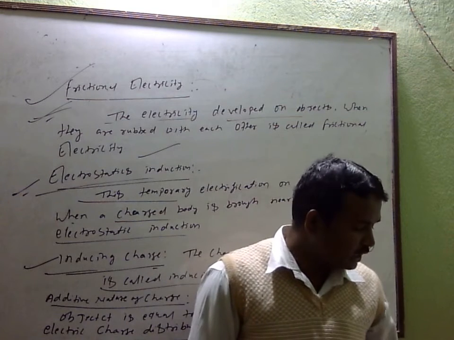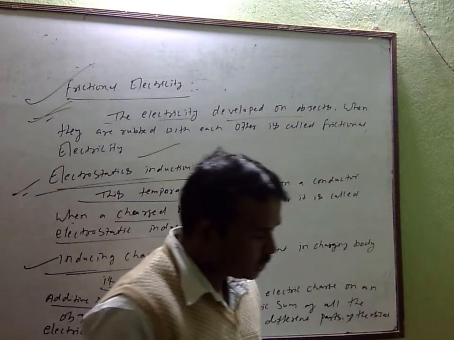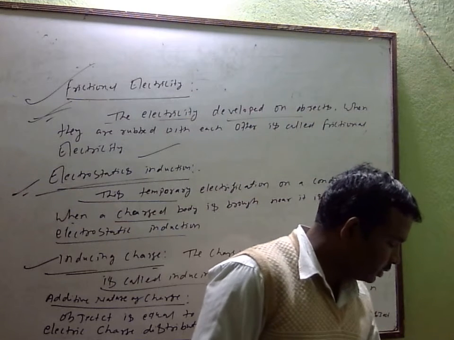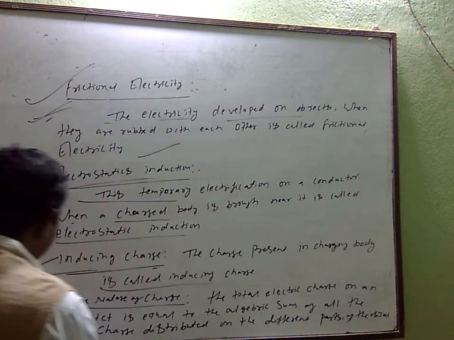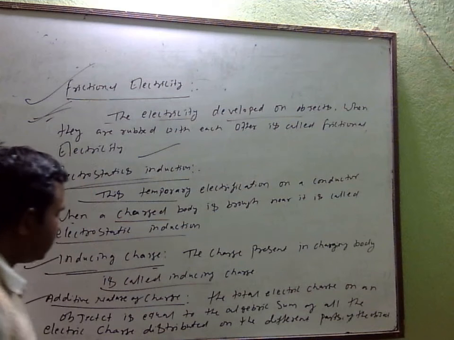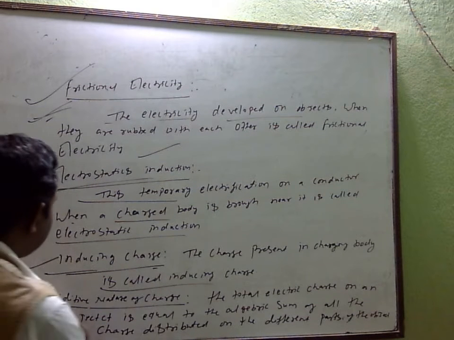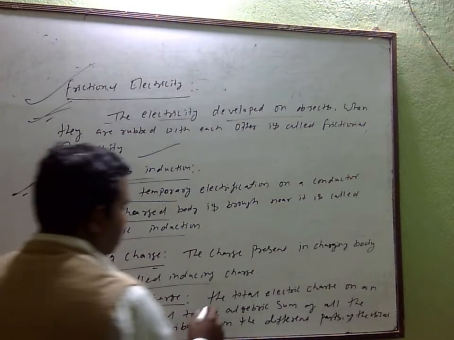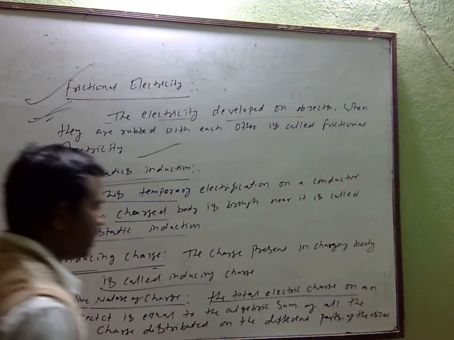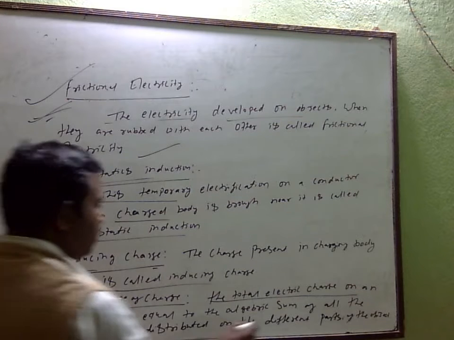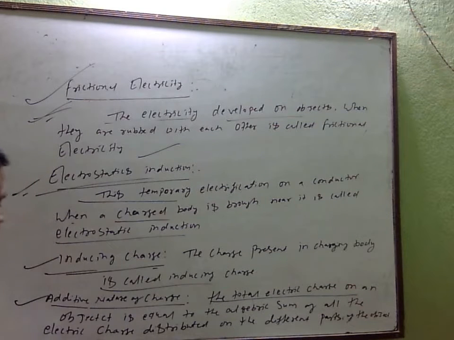I will give you examples in the next chapters, and we will also see how it works. Next topic we have is the additive nature of charge. Additive nature means what? The total electric charge on an object is equal to the algebraic sum of all the electric charges distributed on the different parts of the object.